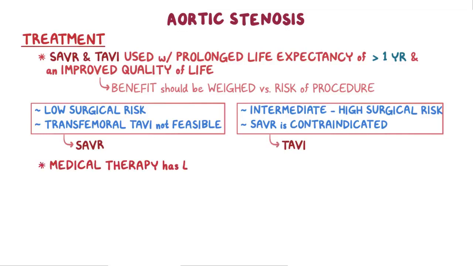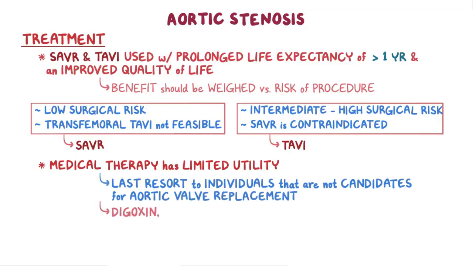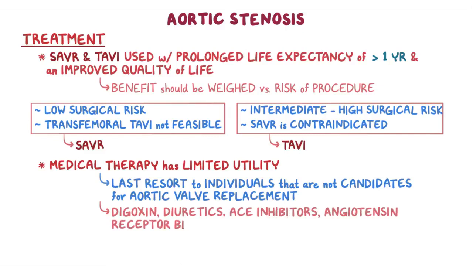Medical therapy has limited utility in treating aortic stenosis, so it's given as a last resort to individuals that are not candidates for aortic valve replacement. The medications used include digoxin, diuretics, ACE inhibitors, or angiotensin receptor blockers.